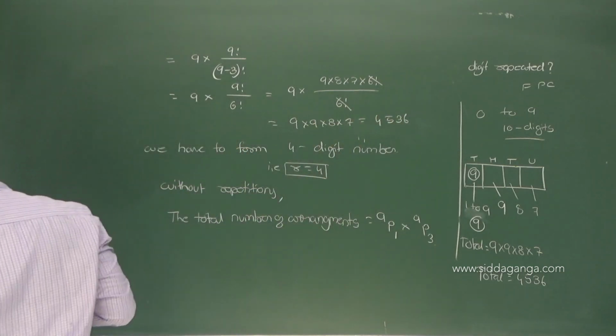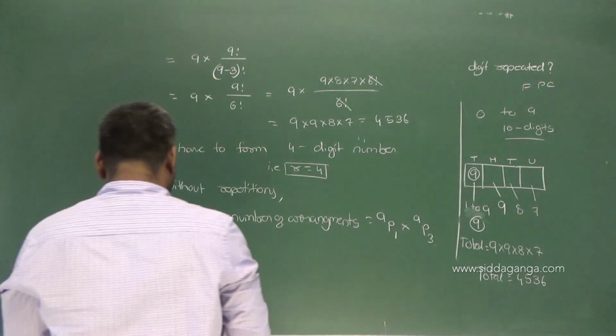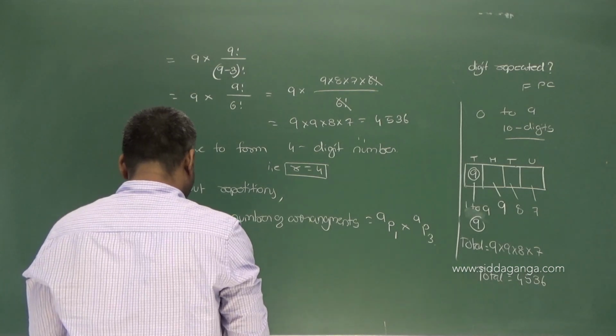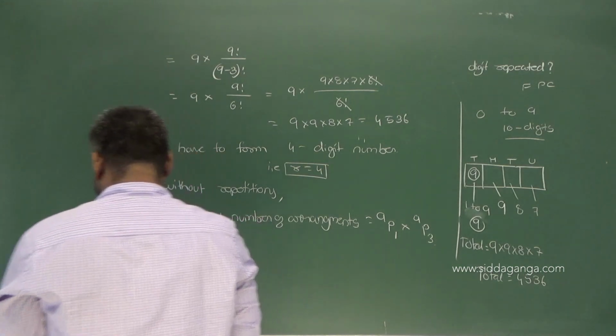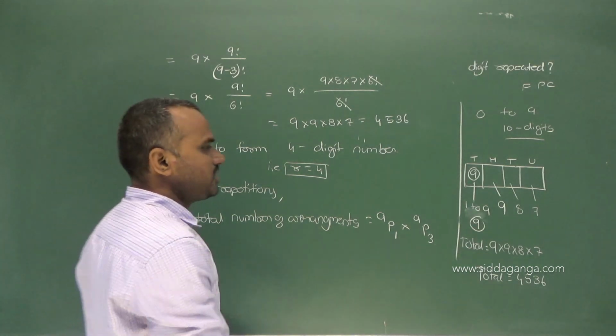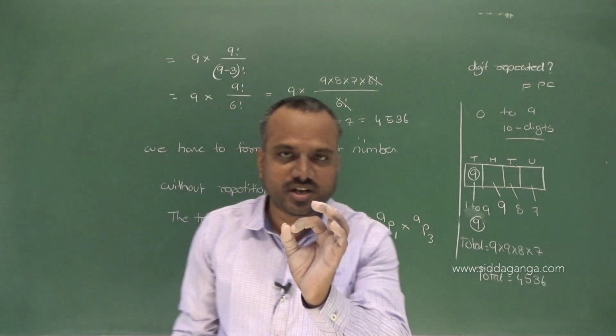4536. You can also calculate it: the answer is 9 into 9 into 8 into 7, which is 4536. This is the second problem.